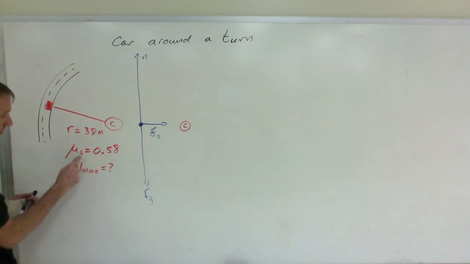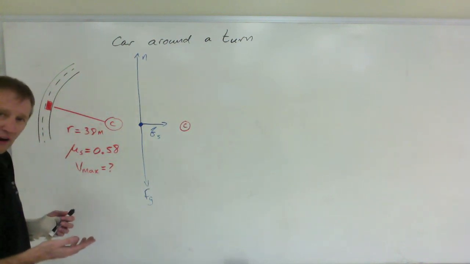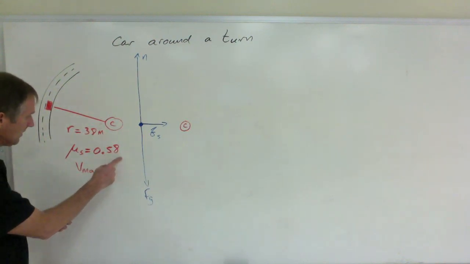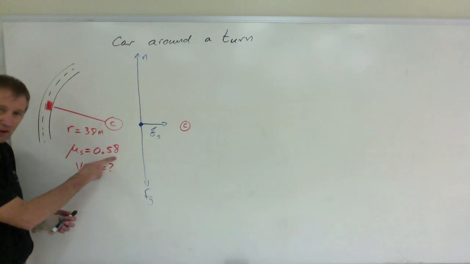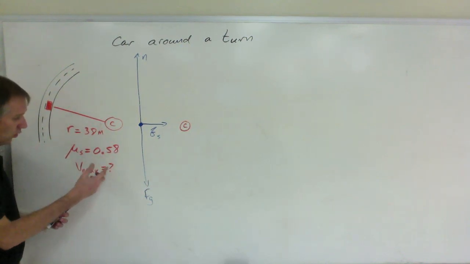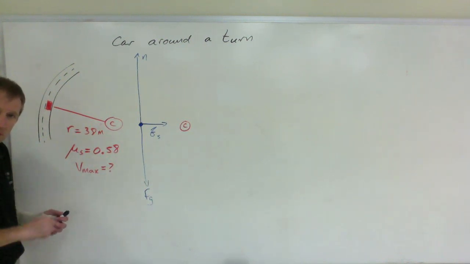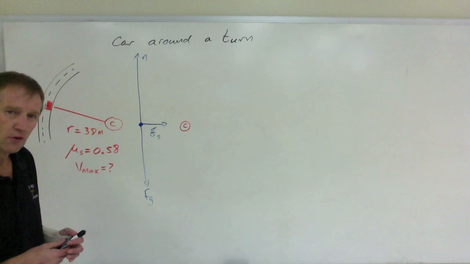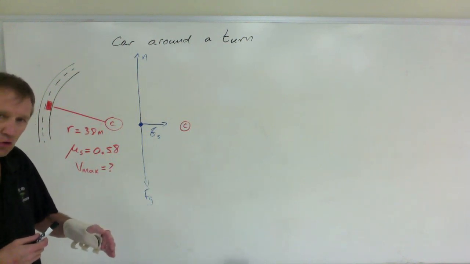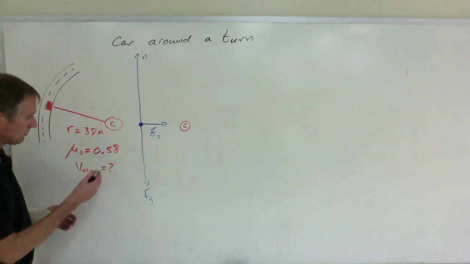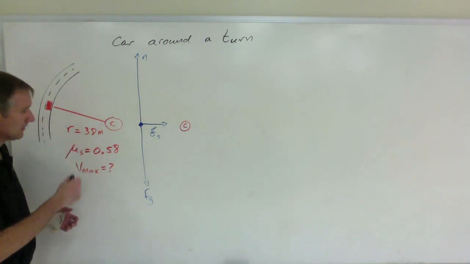The coefficient of static friction between the tires, the bottom of the tires, the rubber tires, and the asphalt road is 0.58. This can vary depending on the conditions of the tire and the conditions of the road. The point of this question is to figure out what's the maximum speed you can go around this turn without skidding out of control, without the tires skidding. That's based on the maximum static friction and how tight the turn is.